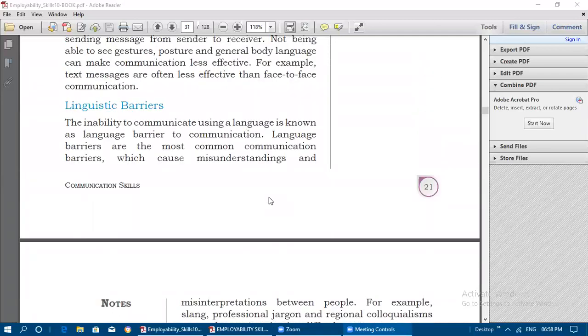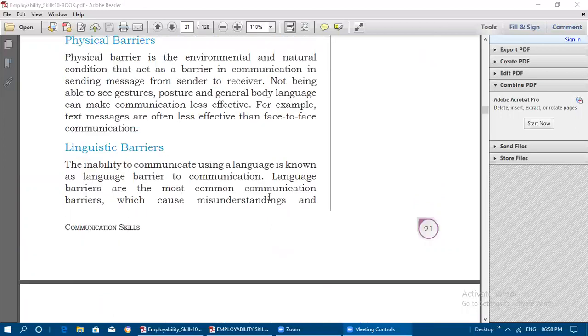Language, if you do not know the language properly, then that comes under linguistic barriers. Physical barriers means environmental and natural conditions that act as a barrier. So if you are not able to see one person face to face, automatically you will be missing all these things. So that is only physical barrier.